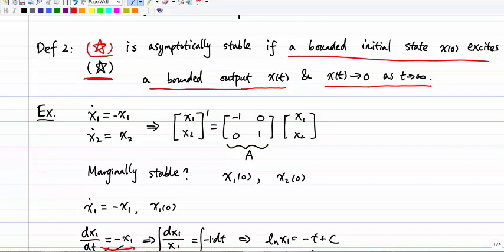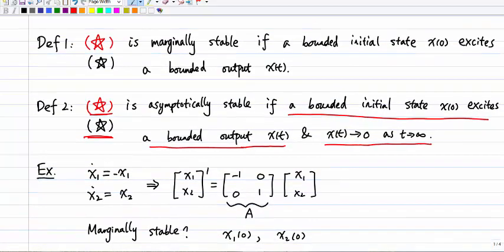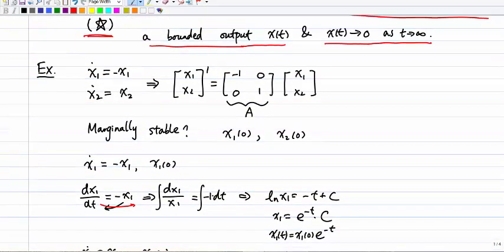So based on the definition, because we don't know any other condition to verify if the system is marginally stable or not, we just need to use the definition. The definition says a bounded initial state x0 excites a bounded output x of t. So in order to verify this, we need to compute the x of t to see if it is bounded or not for a bounded initial state x0. So we just calculate the solution.